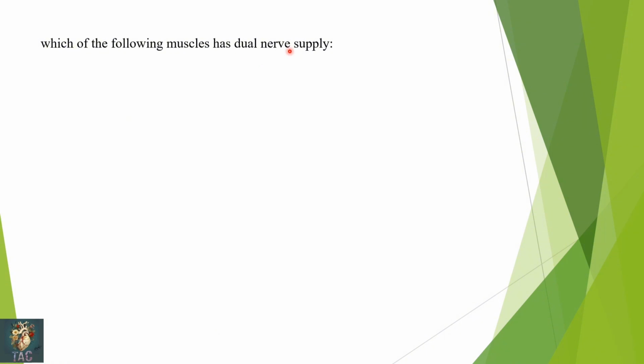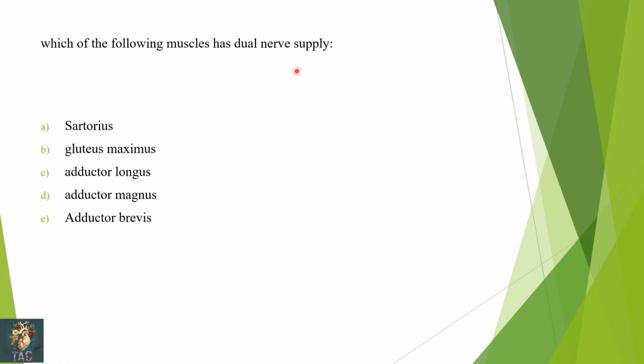Which of the following muscles has a dual nerve supply? Very simple question. Sartorius, gluteus maximus, adductor longus, magnus and brevis. So we all know that the adductor magnus has a dual nerve supply, and this is the answer to the question.